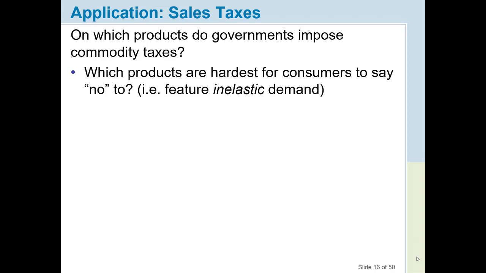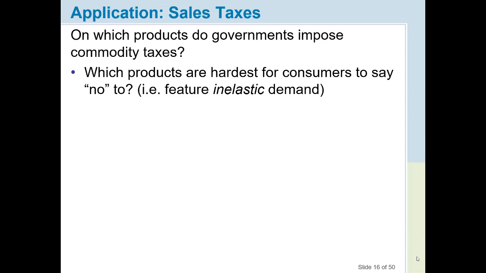So, as an example, think about this. If the government put a tax on only Oreo cookies, not cookies in general, but just Oreo cookies, well, what would happen? People would probably cut way back on their consumption of Oreo cookies, and they would buy other kinds of cookies. There's dozens of other cookie varieties out there, right? So that's an elastic product.